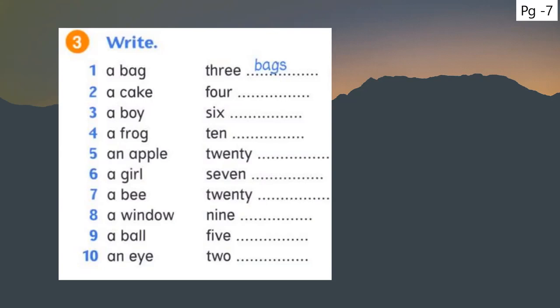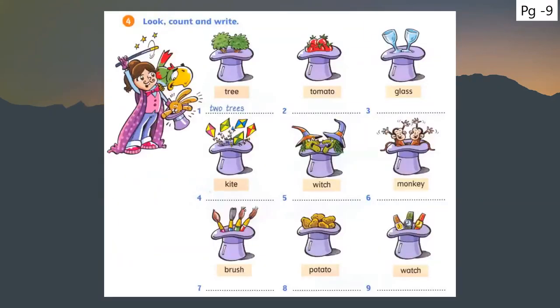The first one, a cake, so 4 cakes. A boy, 6 boys. A frog, 10 frogs. An apple, 20 apples. A girl, 7 girls. A bee, 20 bees. A window, 9 windows. A ball, 5 balls. And an eye, 2 eyes. Yes, good. Okay, if you have done, you can do this one.